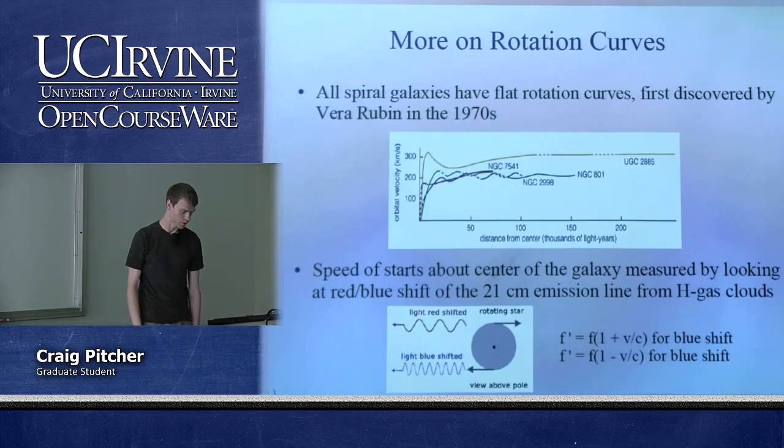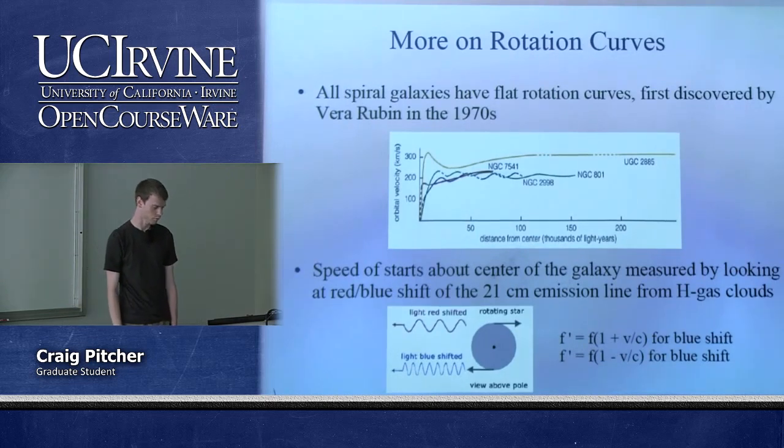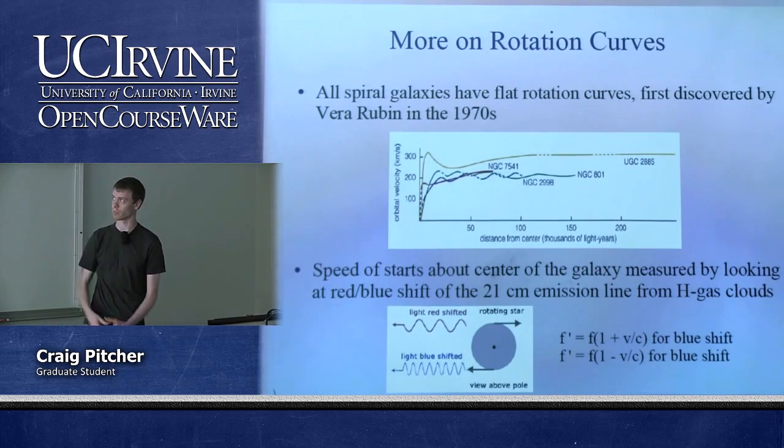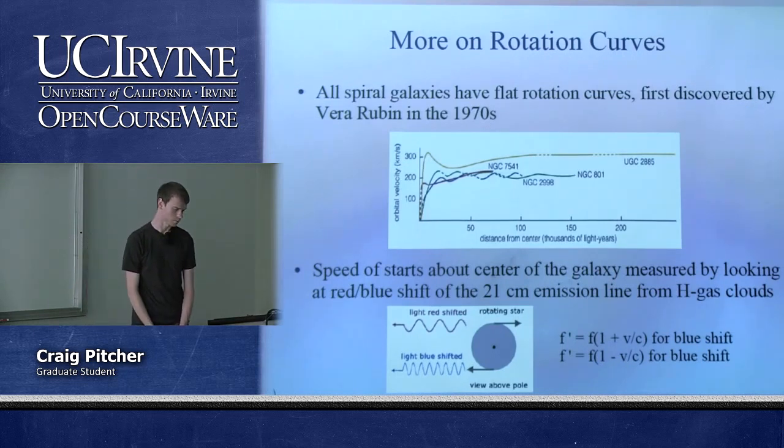And so in the 1970s, Vera Rubin showed that actually most or all spiral galaxies exhibit this flat rotation curve, and there's a couple examples there. And we measure the speed of the stars. Well, actually, they measure the speed of the gas in the spiral galaxies by looking at the red and the blue shift from the 21 centimeter emission line.